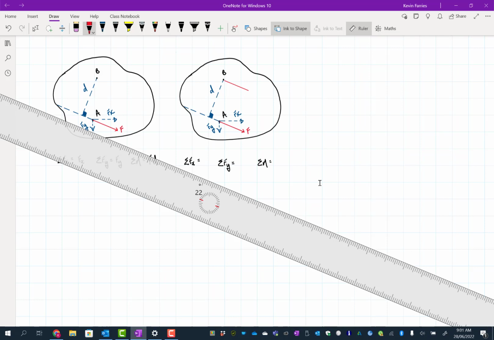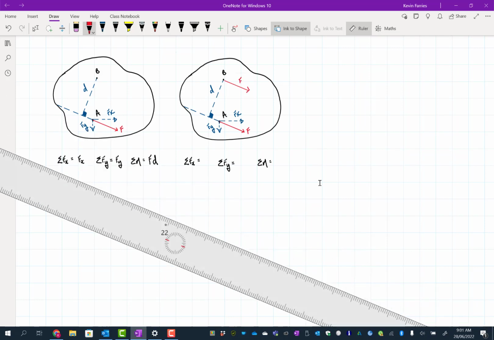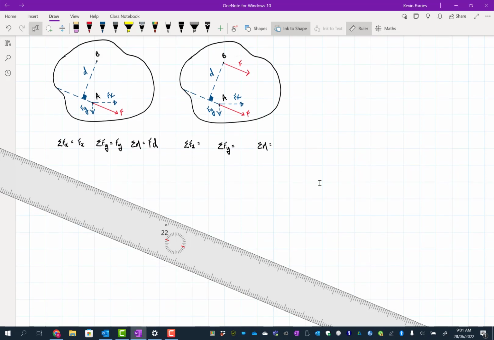So suppose we move that to there, and it's got the same size. What would now happen is you'd have 2Fx, because you've got two of these forces, you'd have 2Fy. The moment would still be the same, Fd, because this force doesn't have any moment about the point B, because its line of action goes through that point.